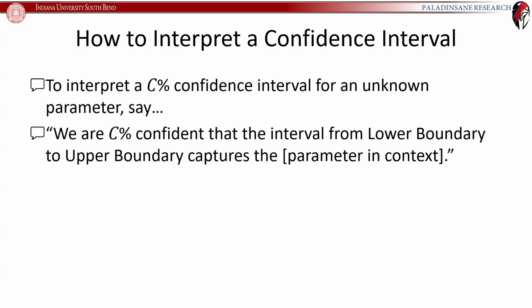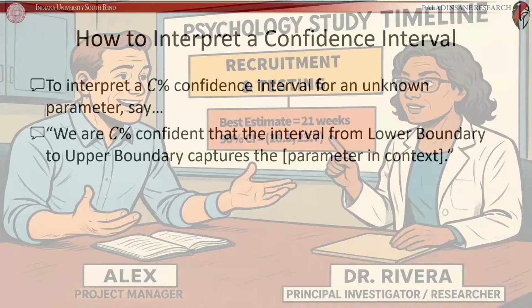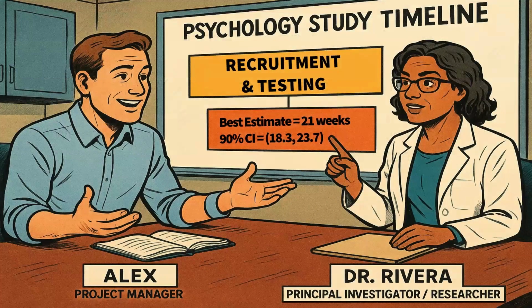So that again is from your textbook. We are C% confident, that's your confidence level, that the interval from the lower boundary to the upper boundary captures the parameter in context. So in that meeting, when Dr. Rivera, who at her stage would have taken a stats course, she knows what a confidence interval is. But let's just say that they're filming a reality TV show and they got to let the audience in on it.